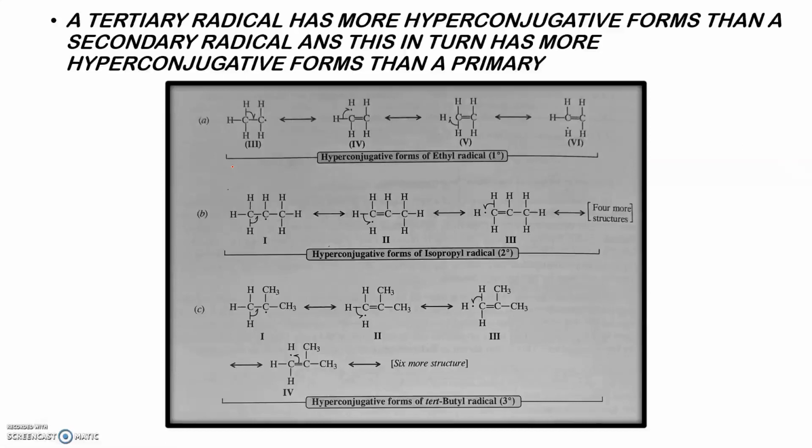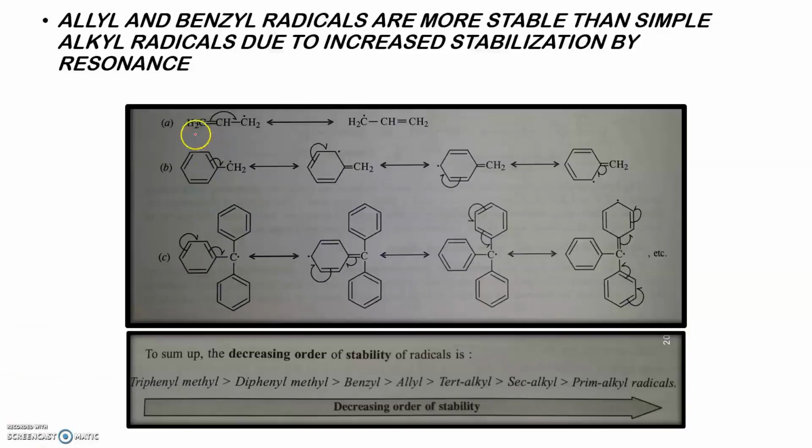We say that the tertiary radical is more stable because it has more hyperconjugative forms than secondary and primary. As we can see here, the tertiary radical has 10 hyperconjugative forms and the secondary radical has 7 hyperconjugative forms and the primary has only 4 hyperconjugative forms. So we say that the tertiary radical is more stable. Allyl radical like this and benzyl radical like this are more stable than simple alkyl radicals due to increased stabilization because of resonance.